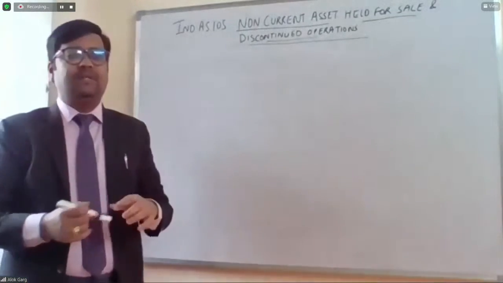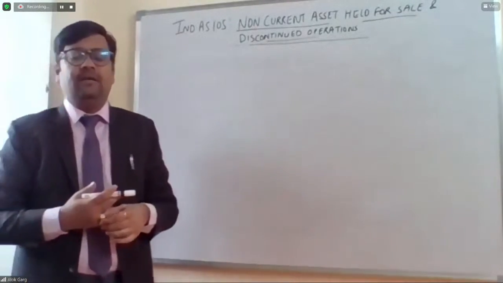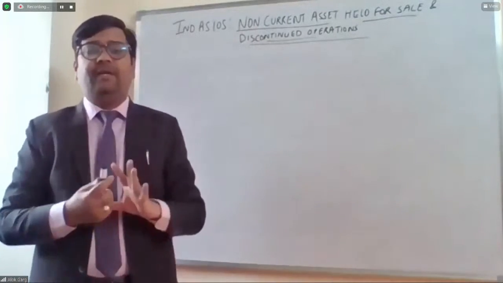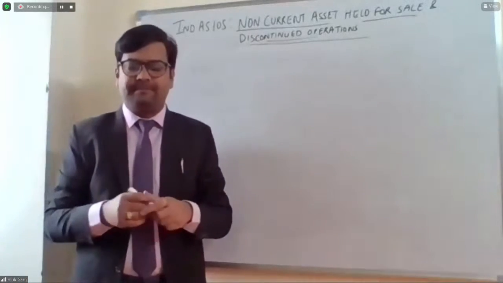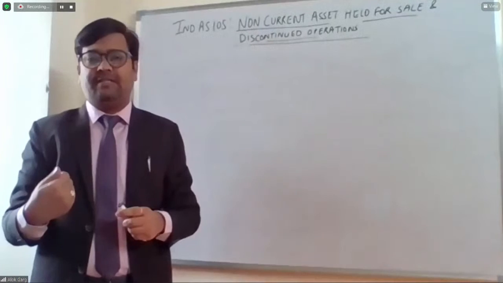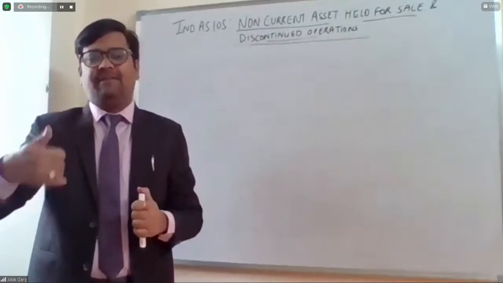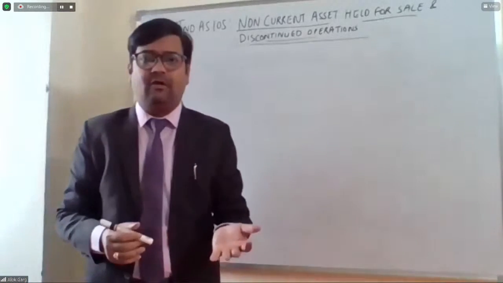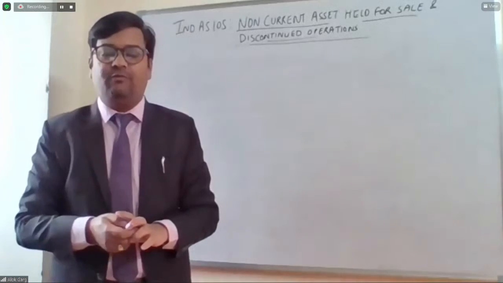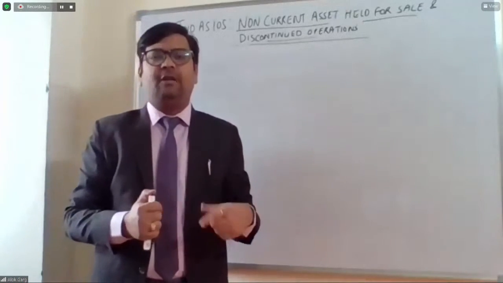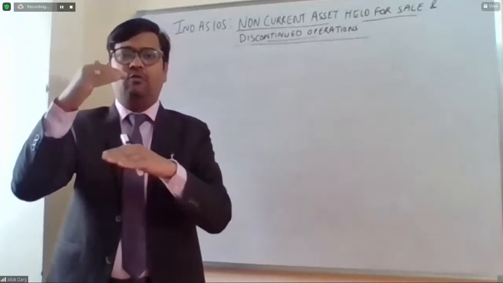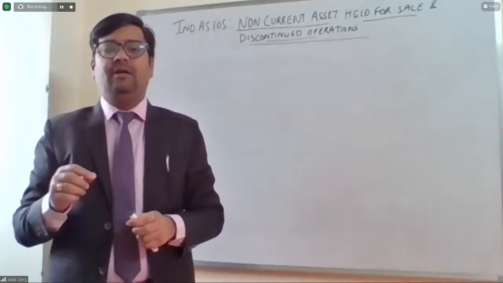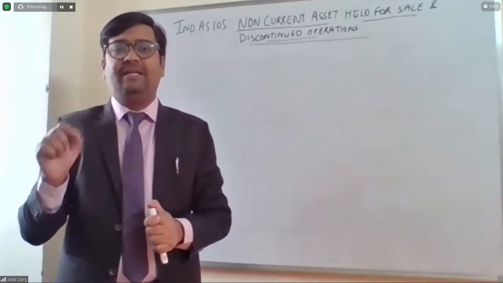Before the break, we discussed how this non-current asset has to be measured when it is classified as held for sale. First of all, we understood that we need to calculate the non-current asset's carrying value just before the date of classification. So before classifying as held for sale, we need to calculate the depreciation and the impairment loss, and then arrive at a carrying value. Then we have to calculate the fair value less cost to sell. Between the two, whichever is lower will be the value for the non-current asset classified as held for sale.